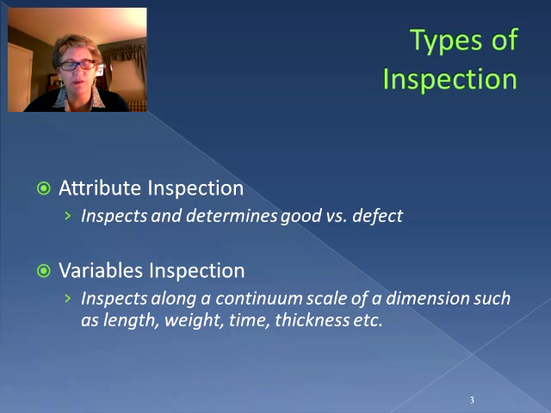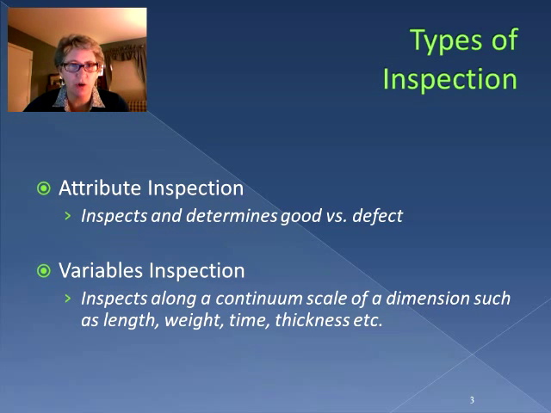Now, a variables inspection is a little bit different because not only are we trying to figure out whether there's a problem with the process, we're looking at it on a continuum scale of a dimension. We're going to be looking at the overall length, weight, time, thickness, something that we can actually measure numerically. So those are the two different kinds of inspections that we'll be looking at.